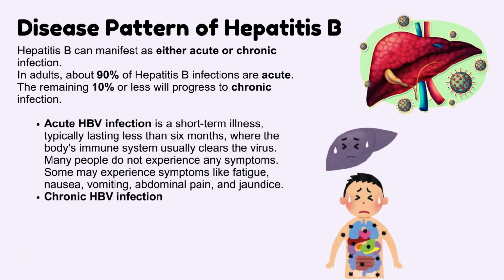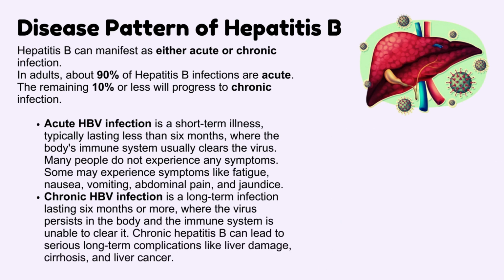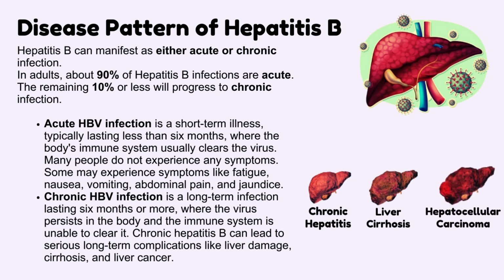Chronic HBV infection, on the other hand, is a long-term infection lasting 6 months or more, where the virus persists in the body and the immune system is unable to clear it. Chronic hepatitis B can lead to serious long-term complications, like liver damage, cirrhosis, and liver cancer.